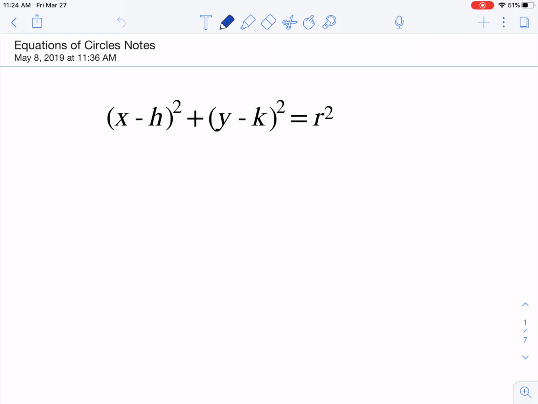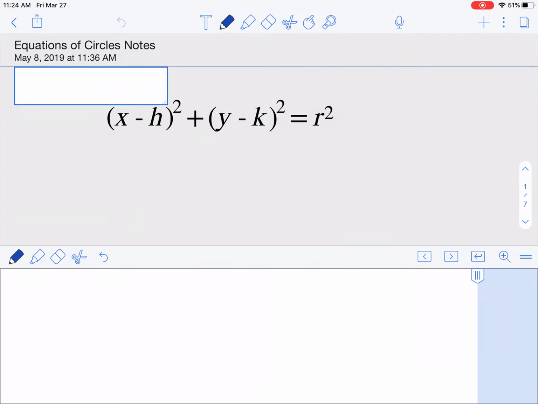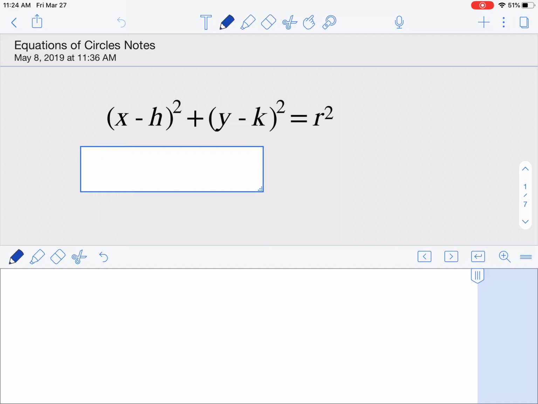So what you see on the screen here is an equation: x minus h to the second power plus y minus k to the second power is equal to r to the second power. And this is the basic equation of a circle. It's actually way more simple than it looks. It looks kind of complicated because you've got all those letters in there.